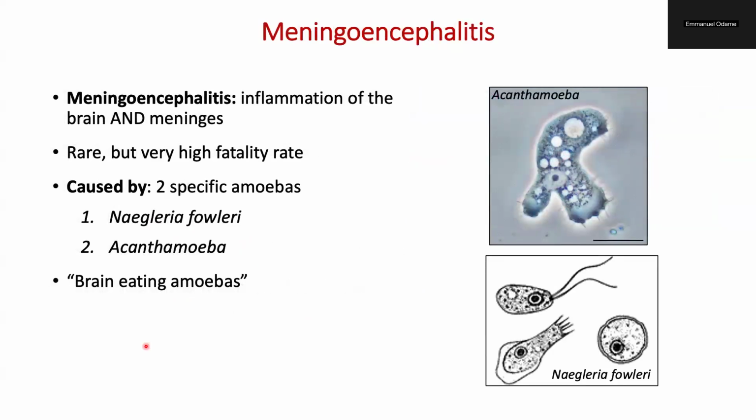So the next one is meningoencephalitis. This is basically inflammation of the brain and also the meninges. It's rare but has a very high fatality rate. It's caused by two specific amoebas. The first one is Naegleria fowleri, and the second one is Acanthamoeba. These are basically brain-eating amoebas, and their goal is to just eat the brain. That is the summary of everything.